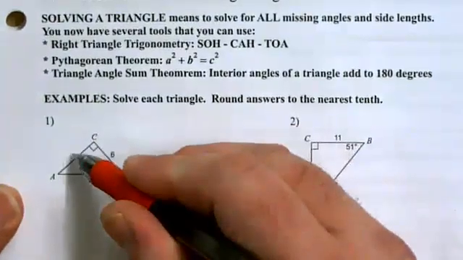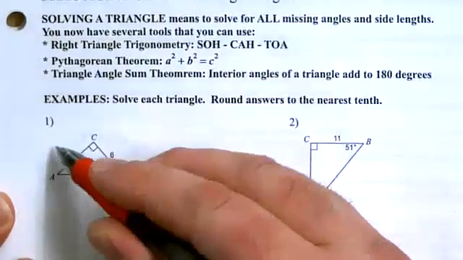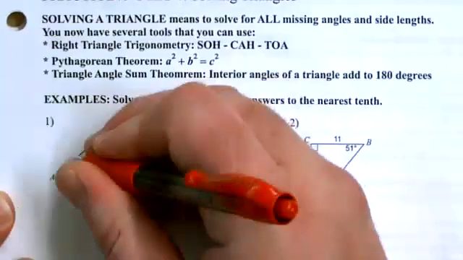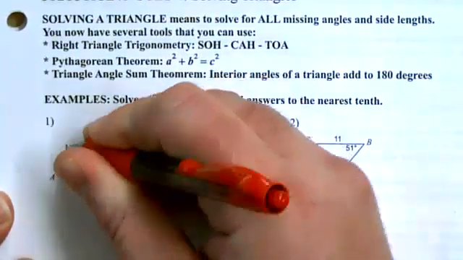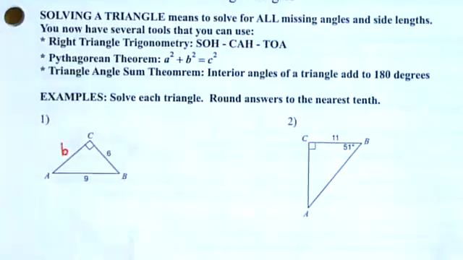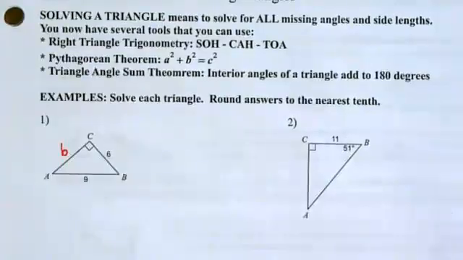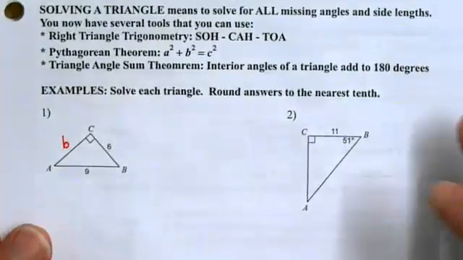Let's give it a name. What do you want to call this side here? I'm going to say let's call it lowercase b because it's across from uppercase B. It does kind of look like a 6. We'll have to be very careful.